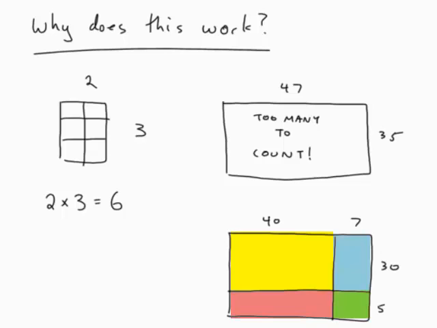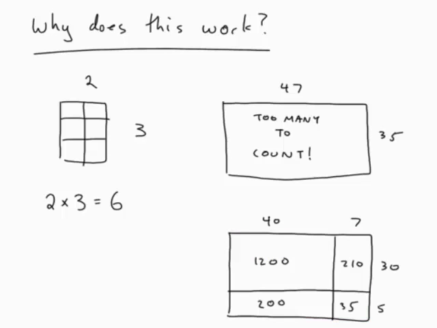And now we'll count up the number of squares in each of the 4 separate grids. 40 times 30 is 1,200. 7 times 30 is 210. 40 times 5 is 200. And 7 times 5 is 35. The total number of squares in the entire rectangle is the sum of the number of squares in each of the 4 separate rectangles. And if we add up all these values, we will get the result 1,645, just as before.